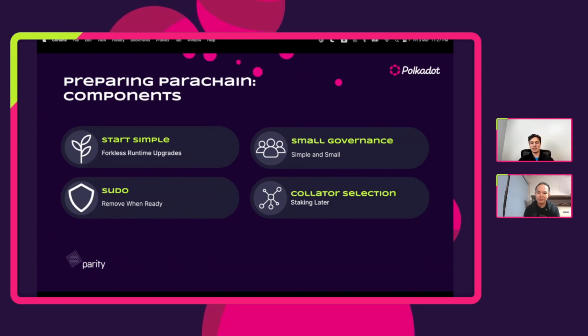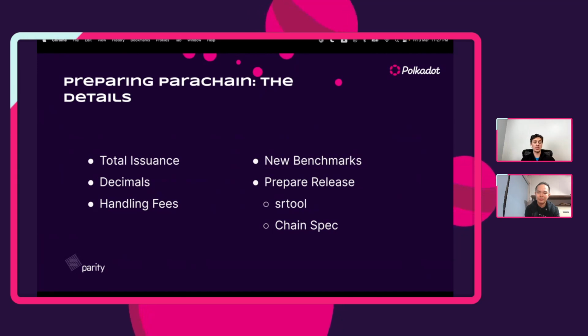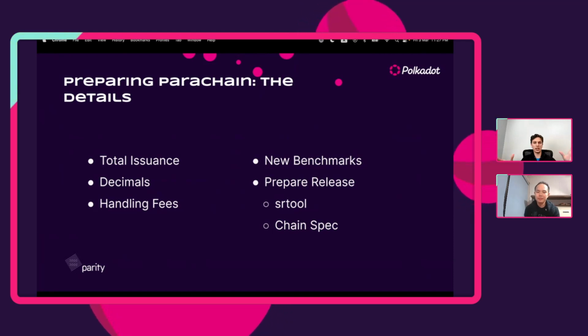Now, moving on to the next slide, these are just some of the small details to think about when preparing a parachain. One of them is your total issuance. How many tokens do you actually want to release to the ecosystem? Whether this is a million or a billion, that is up to you to decide. How many decimals do you want your currency to have? This could be 12 decimals, where you have 12 zeros following a 1. So that's one currency or one token. You should decide on that as well. It could be 12, 18, however many you like.